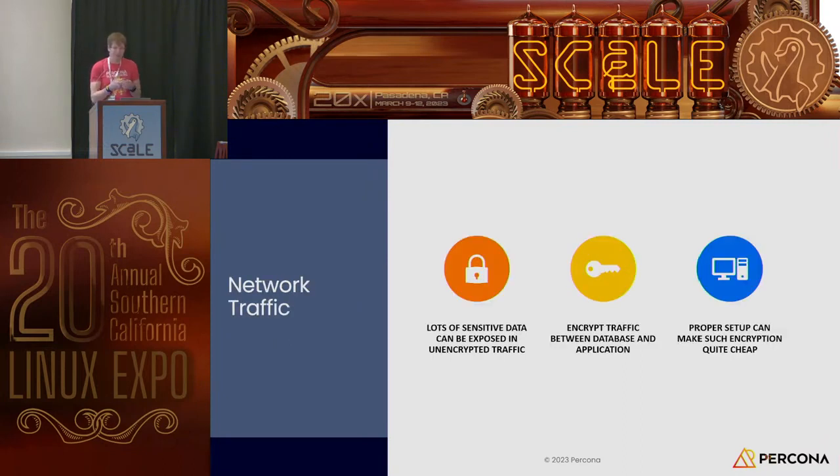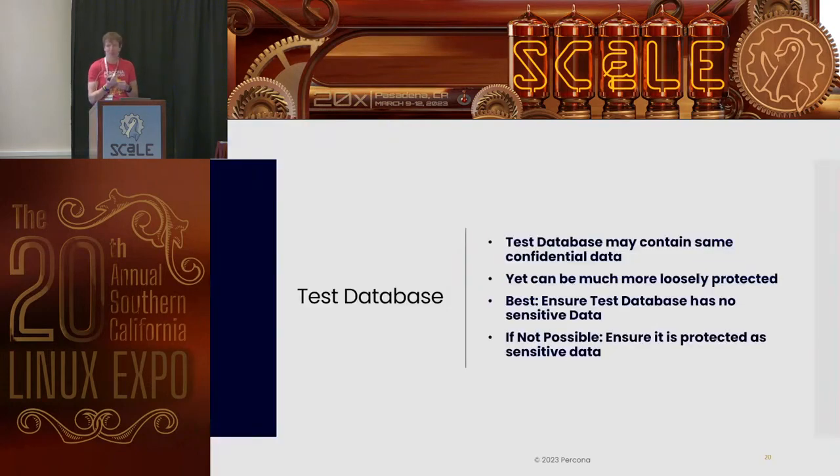We spoke about network traffic, which can have a lot of sensitive data in it, and the best practice in this case is to make sure the network traffic is encrypted. Especially these days, it's not super expensive. Modern CPUs can encrypt many gigabytes of data a second. They have special encryption instructions and so on. So if you set it up properly, that can be rather cheap and increase security a lot.